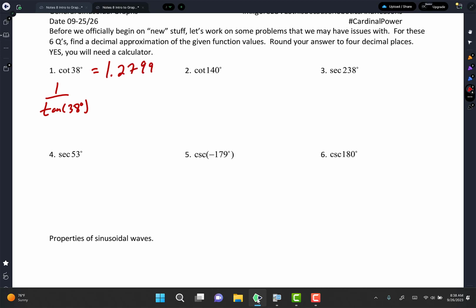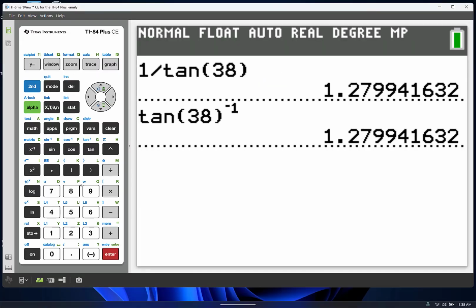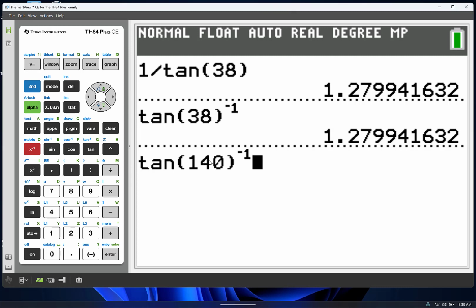All right, so cotangent of 140 degrees. I'm going to go 1 divided by tan of 140, and then push enter. Or I can push tan of 140 and push the little reciprocal button. Now, before I push enter, is it going to be positive or negative? Negative, because 140 degrees is in quadrant 2, and in quadrant 2, tan is y divided by x, and cotangent is x divided by y, which is negative. Enter, and look at that.